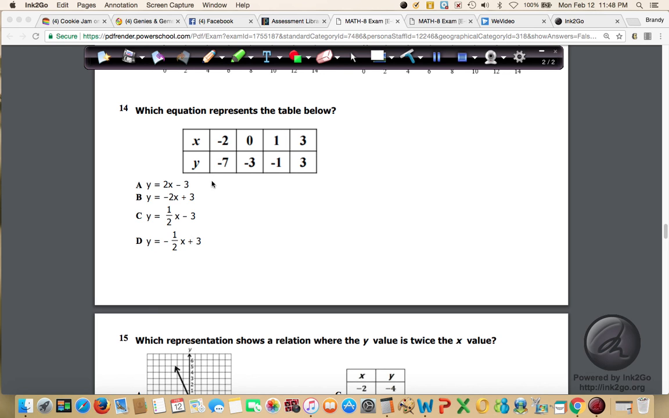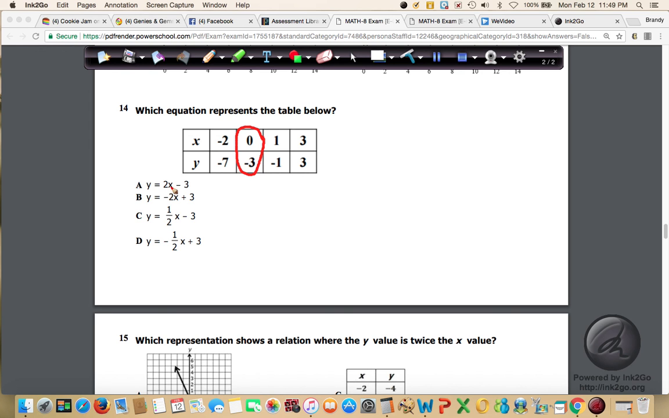Couple ways you could do this. The first one, always your backup plan, plug and chug, right? We got our x as -2, so if we plug in -2, do we get -7? If I plug in 0, do I get -3? Now I gotta be honest, this one right here would probably be the one I start with. Why is that? Because plugging in 0 is the easiest thing to do. It even gets rid of these fractions.